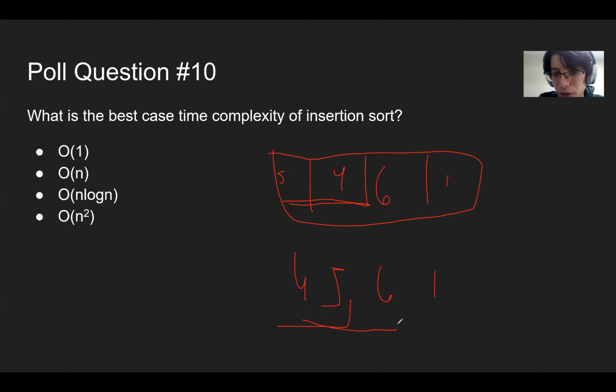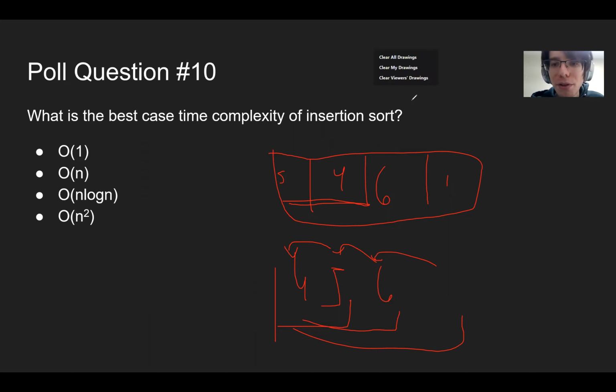Then you add your next element to the sorted portion. So 6 is going to be added to the sorted portion. You move it left until it's in the right position. Actually, here it's already in the right position, so we don't have to move it left at all. Then we add 1 to our sorted portion. So 1 is going to swap with 6, then 1 is going to swap with 5, and then 1 is going to swap with 4. So at the end, it's just going to look like this. So that's what insertion sort is.